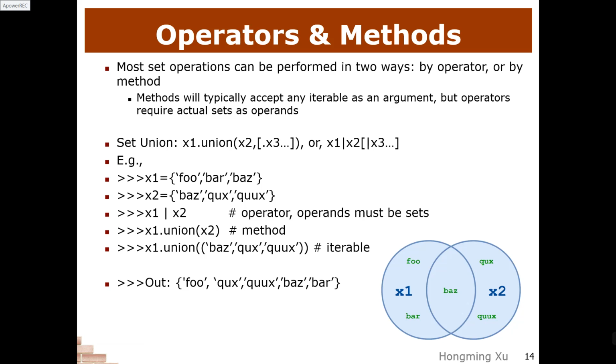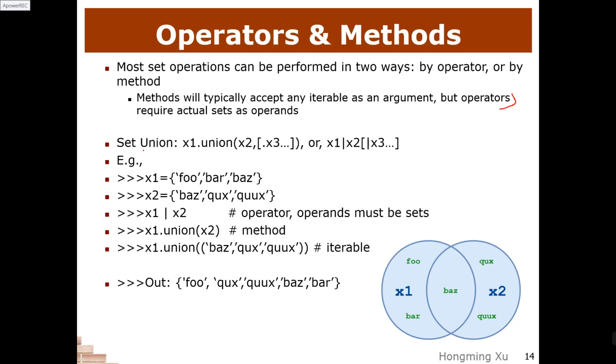For the set, operations can usually be performed in two ways. One way is by operator, another way is by method. Most operations can be performed by either of these two ways. Also, methods to perform set operations typically accept any iterable as an argument, but operators usually require actual sets as the operands. As you use the operators or methods in your own programming, you will get more familiar with this difference.